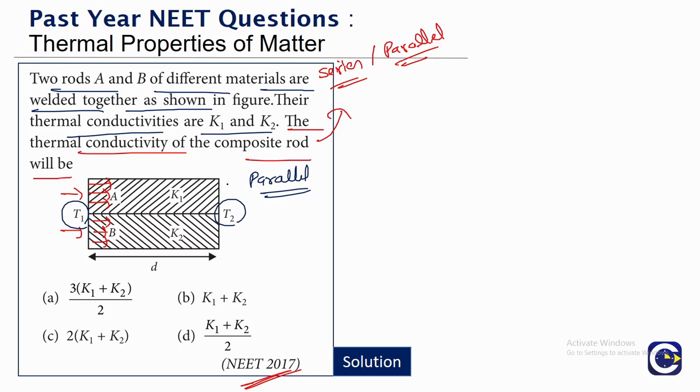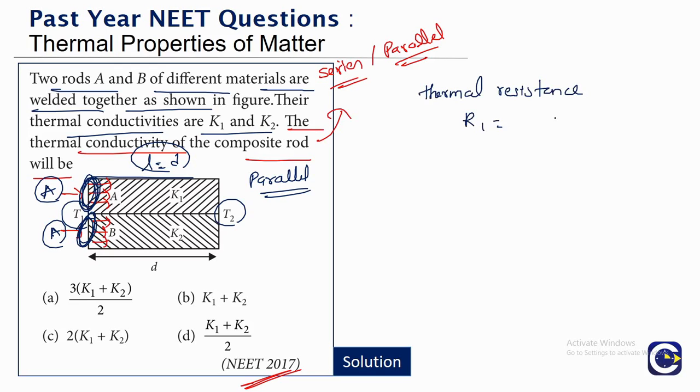So here, you see from the geometry, both these rods have the same length, which is given as D. And the cross-section area is identical: if rod A has cross-section area A, rod B also has the same value. Now for the first rod, the thermal resistance R1 is length D divided by thermal conductivity K1 into A. For the second, the length is D divided by thermal conductivity K2 into A, since both have the same area of cross-section.